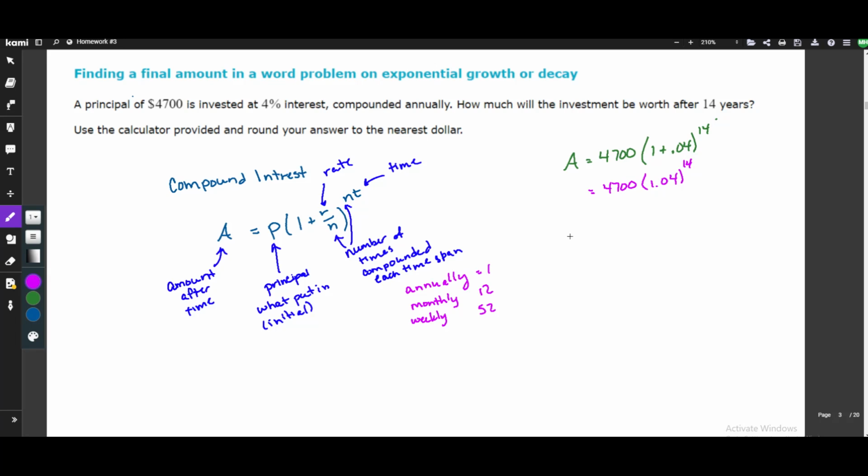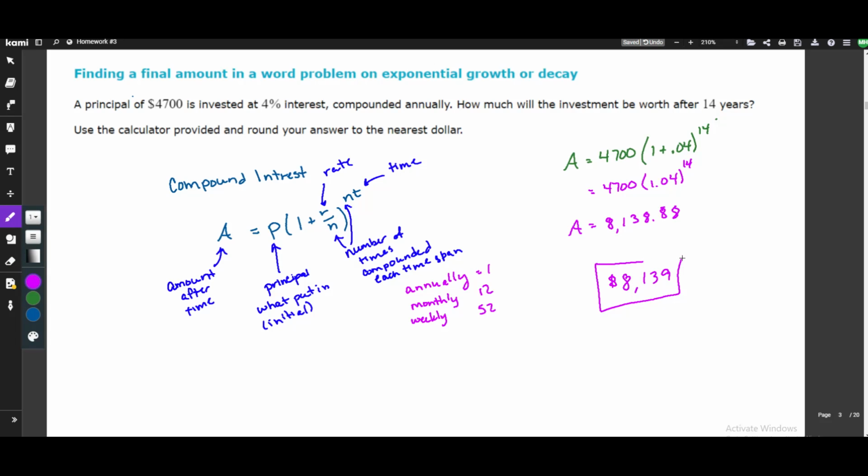So my amount equals 8,138.88. And if they want it to the nearest dollar, this is just going to be $8,139. I have to round up because that is closer to 39 than 38, so 39.